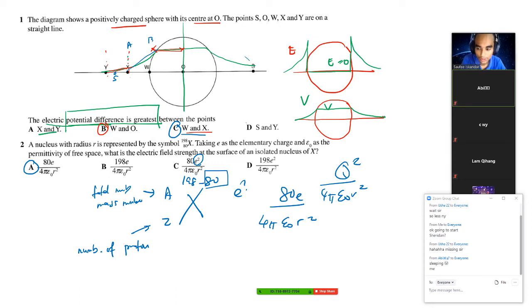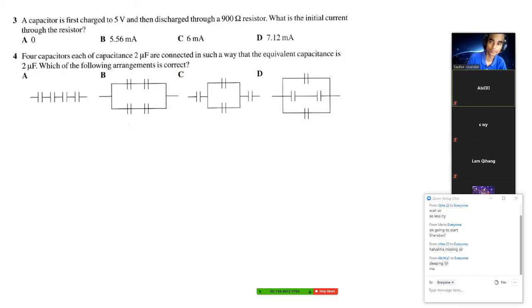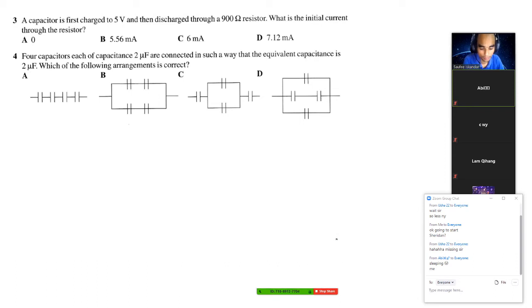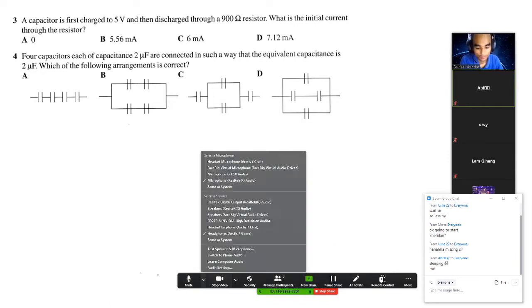Now we go to the next question, number 3. A capacitor is first charged to 5 volt and then discharged through a 900 ohm resistor. What is the initial current through the resistor? Okay, so initial current and discharge through a 900 ohm resistor. So I don't think we're going to use a decay graph. Where is the formula that has the exponent power? We use a basic one.